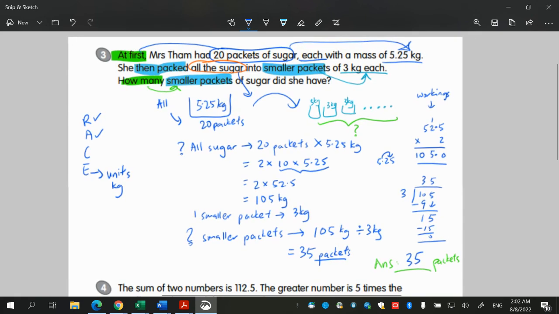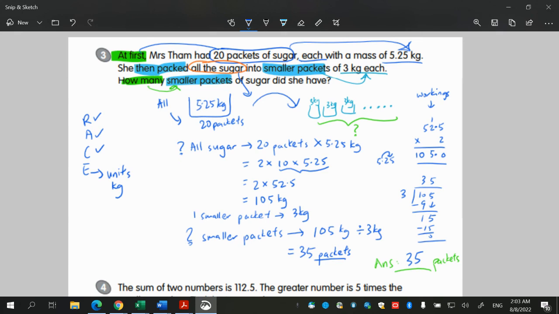Now let me do a quick check if I got this right. First, let me check the working. I've done my method, 105 divided by 3. Let me check my regrouping if it's correct. 35 packets. Alternatively, if you have extra time, you can work backwards, using multiplication, the reverse operation, to check whether it's correct.